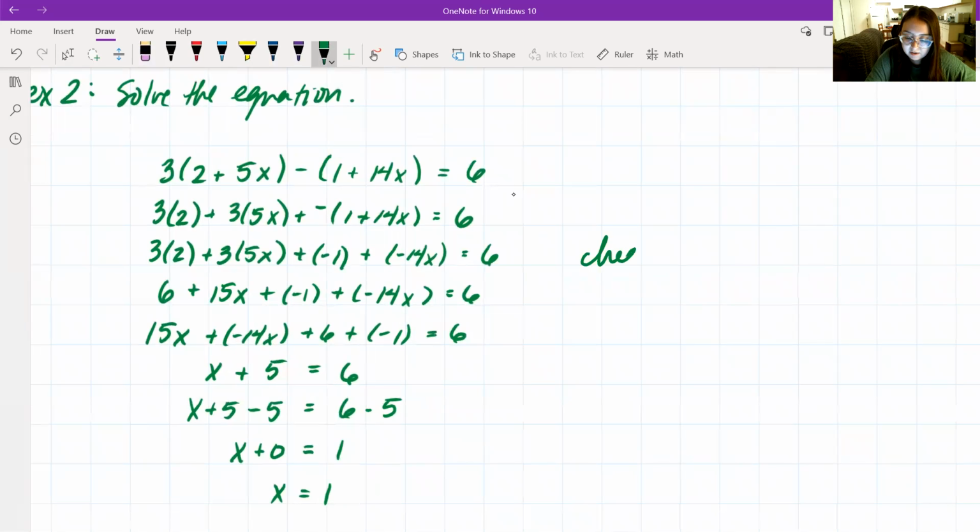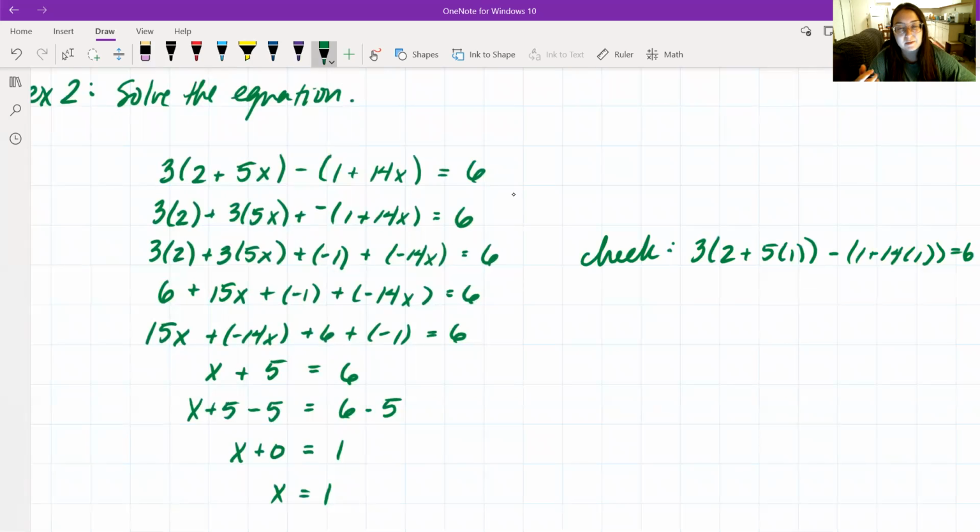So let's do our check now. We're checking for when x is equal to 1. So we're going to have 3 times (2 plus 5 times 1) minus (1 plus 14 times 1) is equal to 6. So let's simplify anything in our parentheses first. So 5 times 1 is just 5, and 14 times 1 is just 14.